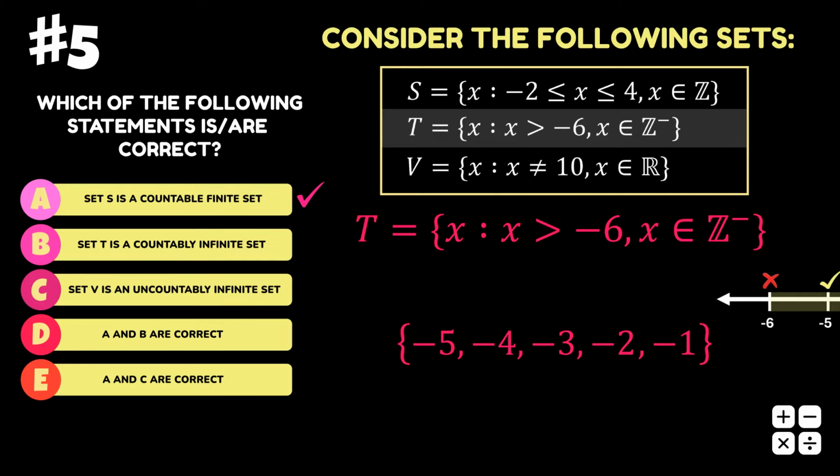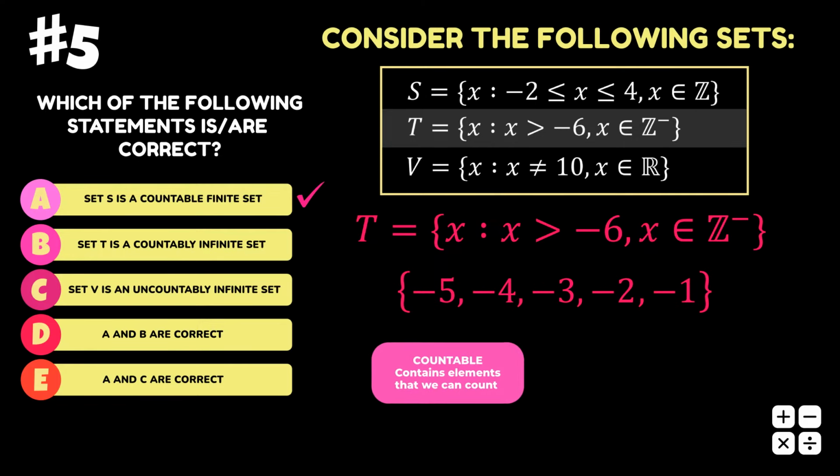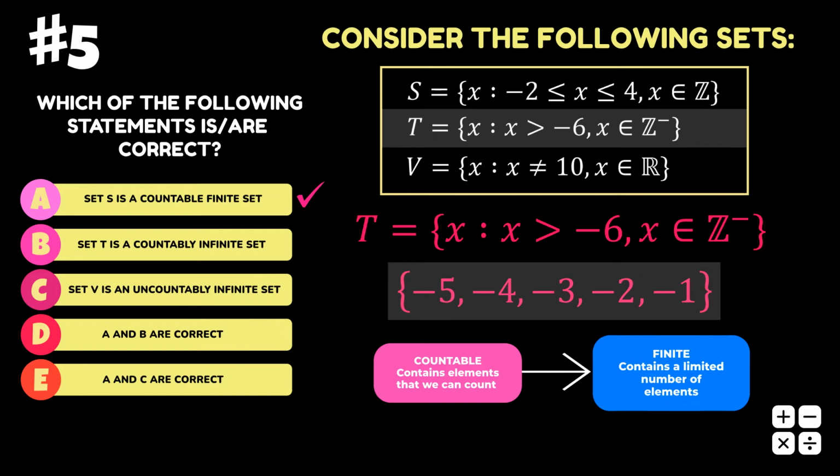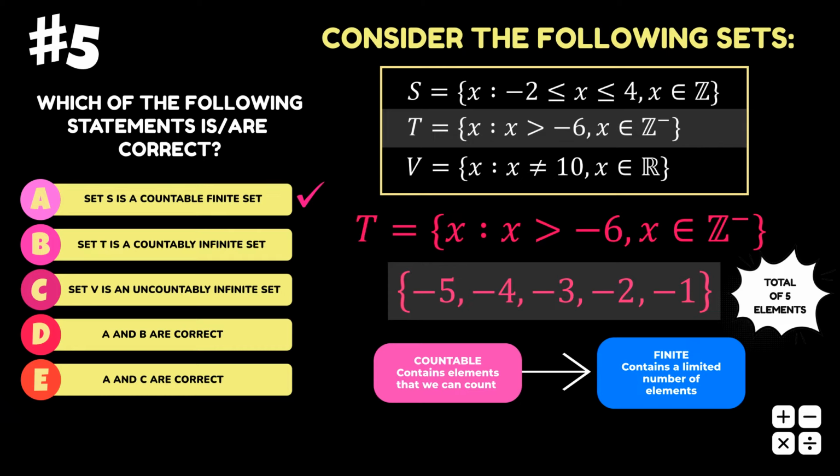This set is countable because we can list the elements in a sequence, as shown here in roster notation, and we can match the elements one to one with natural numbers. For example, we can say that -5 is the first element, -4 is the second element, -3 is the third element, and so on. Also, this set is finite because it contains a limited number of elements, that is, a total of 5. Therefore, like set S, set T is a countable finite set, and so option B is incorrect.